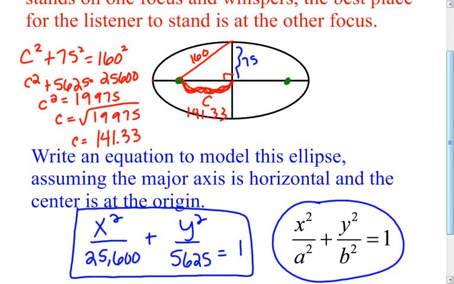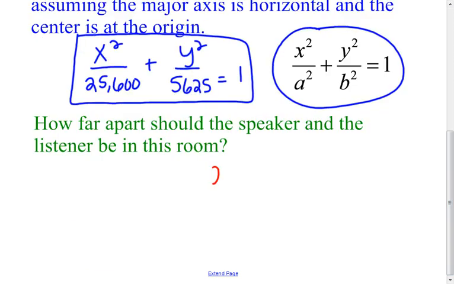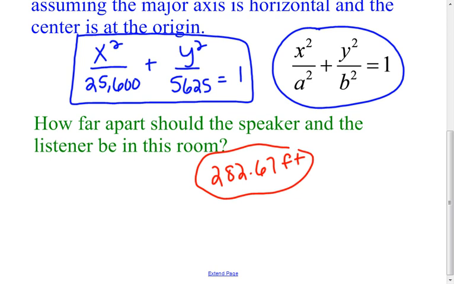But the question asks me how far apart should the speakers stand. So of course you need another 141.33 right here. And so if you double 141.33, you get about 282.67 feet. Okay, and that's about how far they should stand.